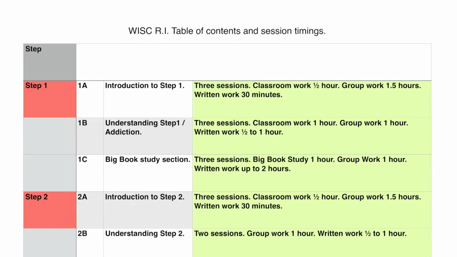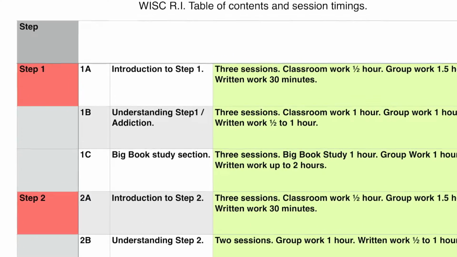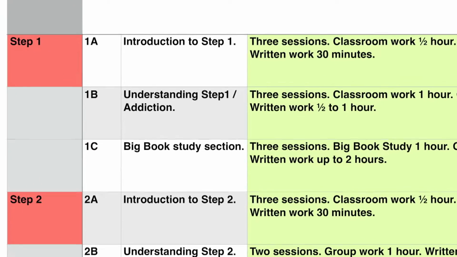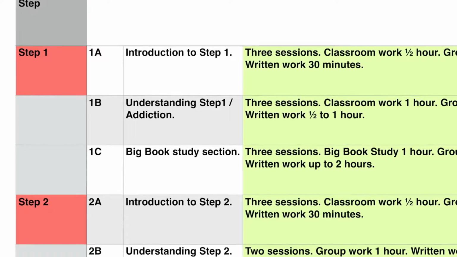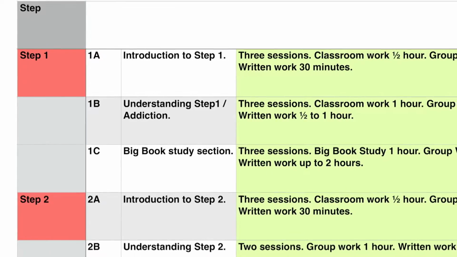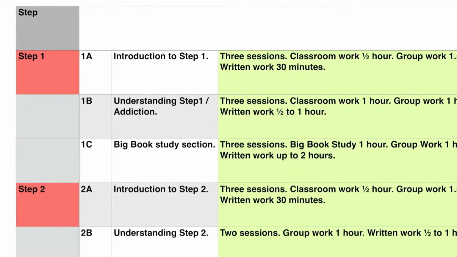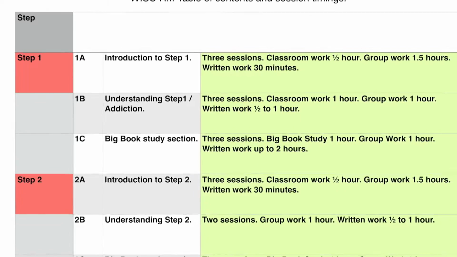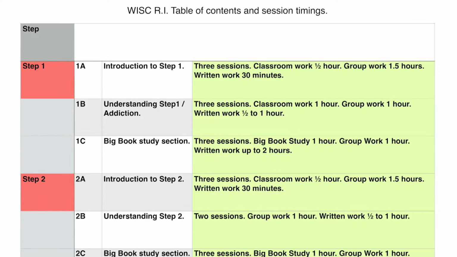So moving on to our table of contents and session timings, if we talk about step one, you'll see in the manuals that step one has 1A, 1B, 1C. 1A is our introduction to the step, 1B is our understanding, and 1C is our big book study section. If we focus down even more, in 1A you'll see that there are 3 sessions, and those 3 sessions are covered by the lesson plan.